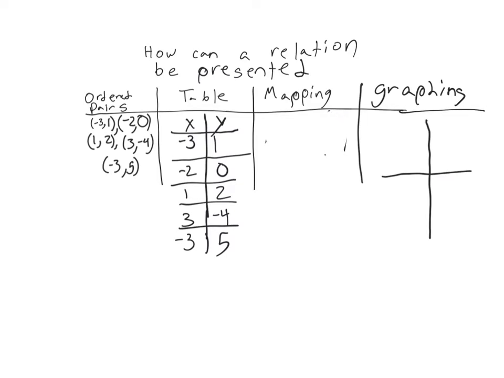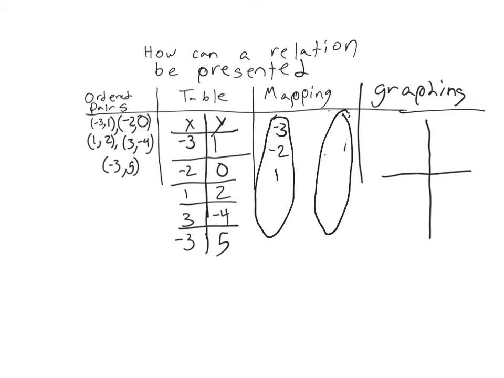Okay. The third way is something called mapping. Mapping involves two ovals, so I put -2, 1, 3, -3. These are my inputs, and then these are my outputs. And so I say -3, 1, -2, 0, 1, 2, 3, -4, and then -3, 5.